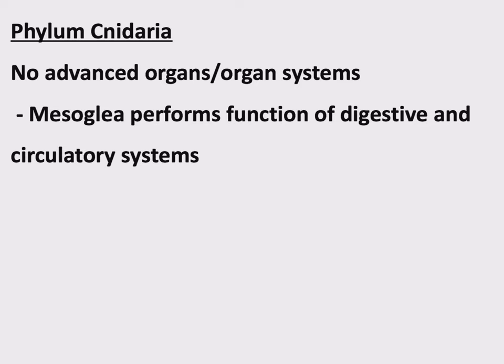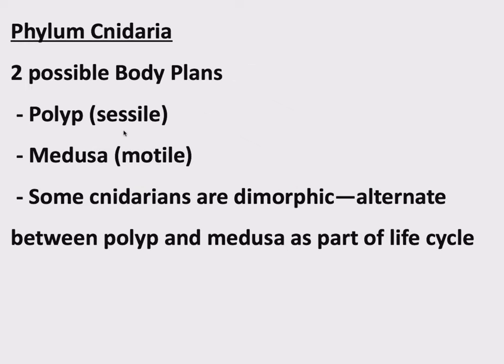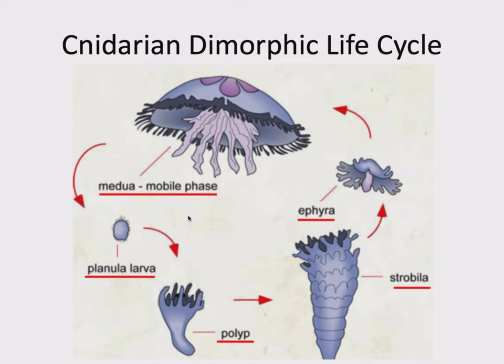Now, as we've been seeing, there are two possible body plans here, the medusa and the polyp. The polyp is sessile, the medusa is motile, and some cnidarians actually do both. A lot of sea jellies are the medusa body plan, that's easy to see. Corals and such are the polyp body plan. Some cnidarians go back and forth.